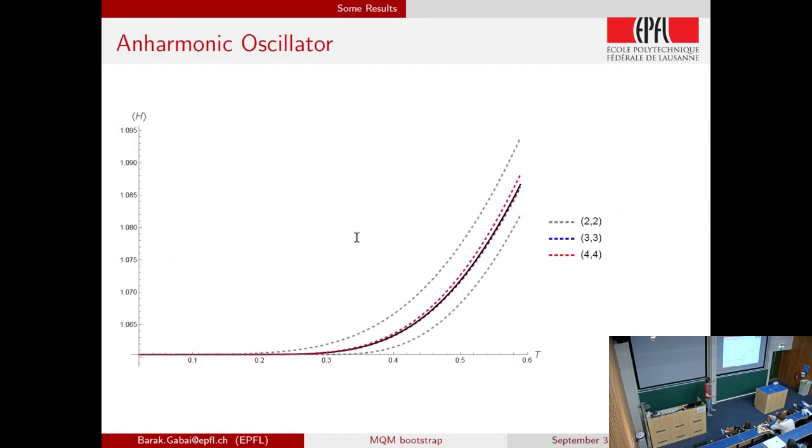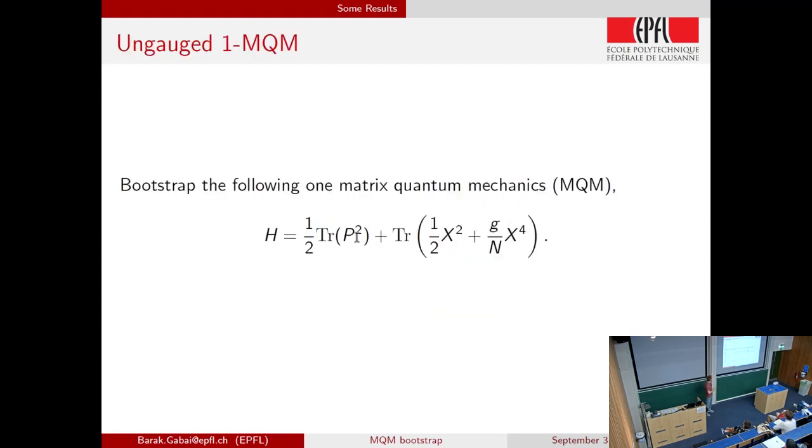So, a bit of results. We start with an anharmonic oscillator, which can be thought of as a one-by-one matrix quantum mechanics. We have here better and better approximations for the log, and we see that the bounds start converging towards this black line, which is the actual numerical result. Of course, it didn't fully converge because this is level 10 truncation, like the length of the words is truncated to 10. Now we move on to the one matrix quantum mechanics.